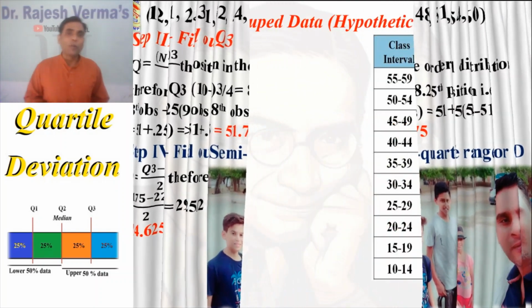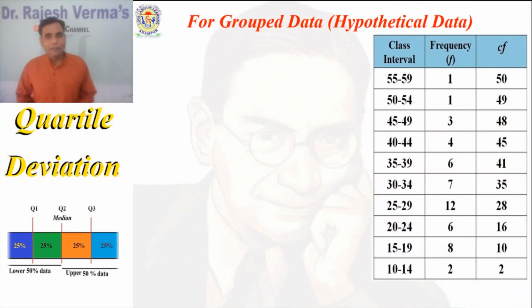Now we'll be calculating the quartile deviation for the grouped data, and this time we have a table in the form of hypothetical data. In grouped data, the data has been converted into class intervals, then the scores have been converted to frequency, and I have calculated the cumulative frequency.